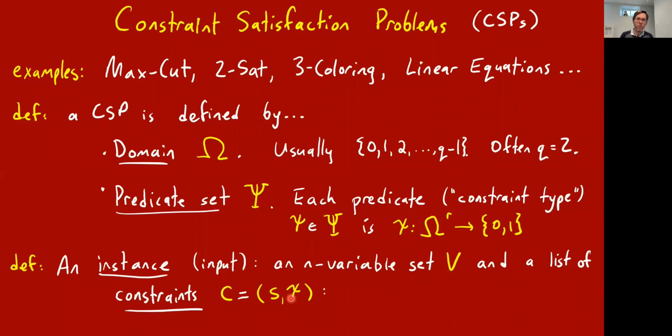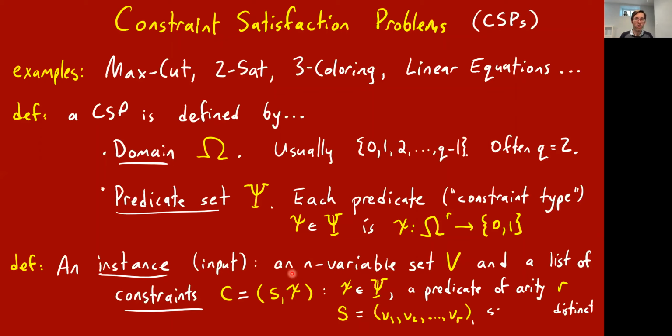I usually write it the other way, psi S. I'm not sure why I wrote S psi here. Anyway, psi is one of the predicates from the set. It'll have some arity R, and S is the scope. And the scope, remember, is a tuple of distinct variables, and there should be R of them for a predicate of arity R.